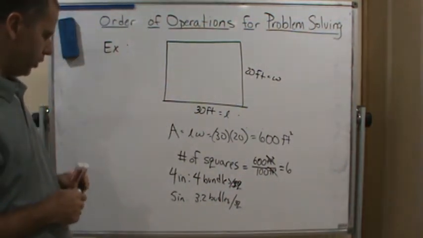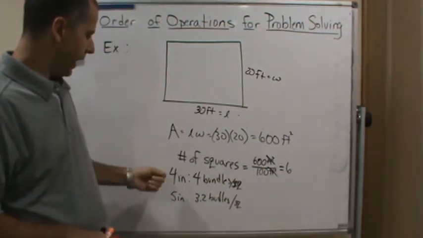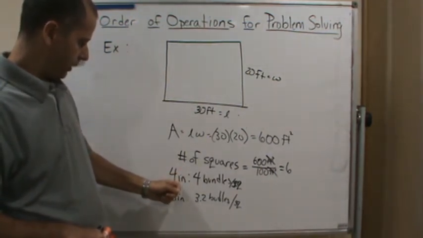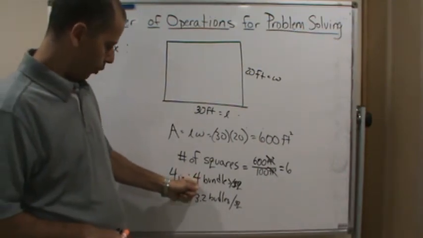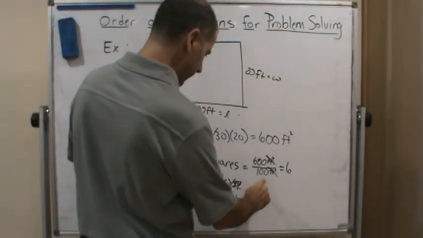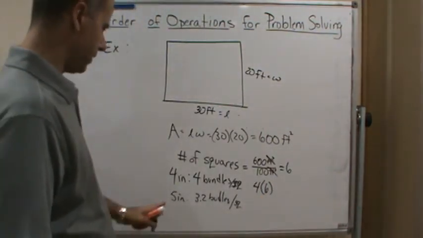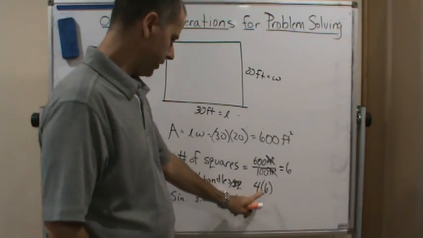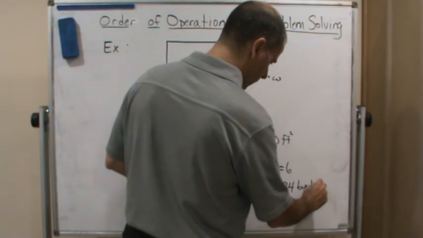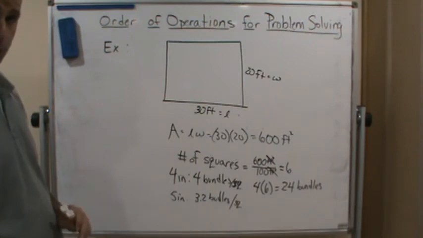Since we've got 6 squares that we need to cover, how many bundles do we need to buy if we're going to do 4-inch exposure? Well, it's going to be 4 bundles per square, so we're going to multiply. In this case it's 4 times 6. We need 6 squares. It's 4 bundles per square, so we're going to need to buy 24 bundles of shingles to cover the 6 squares with 4-inch exposure.